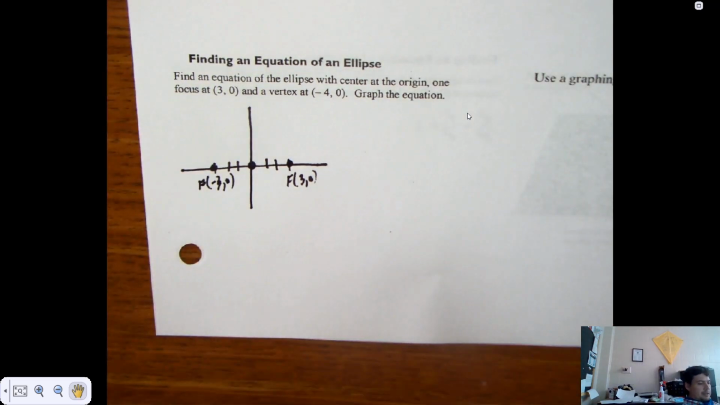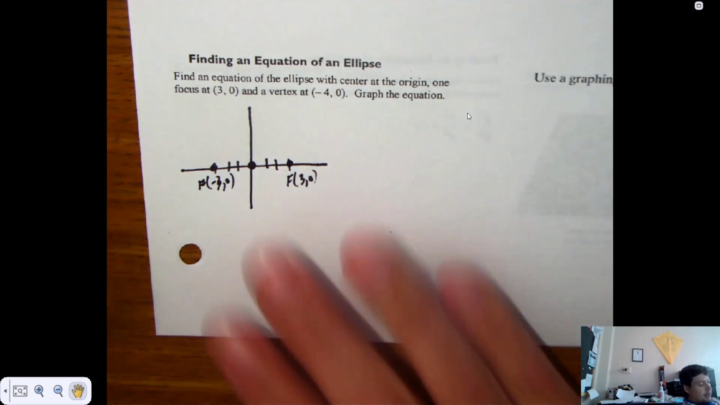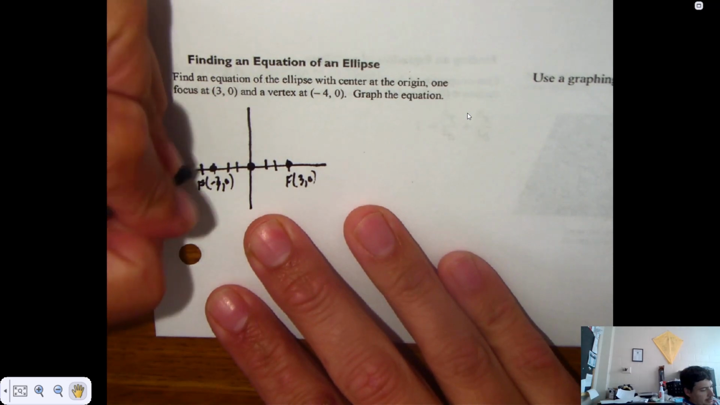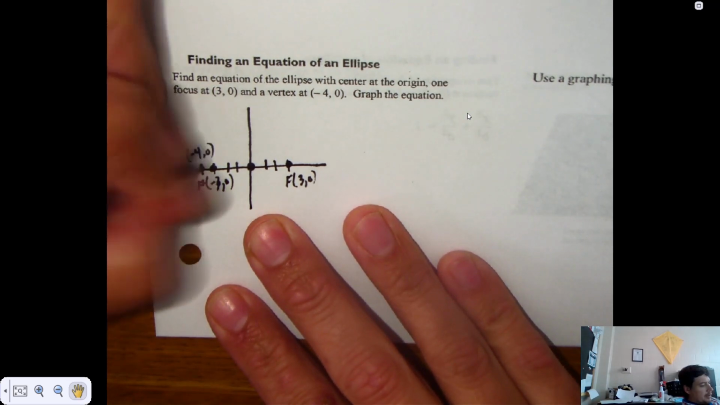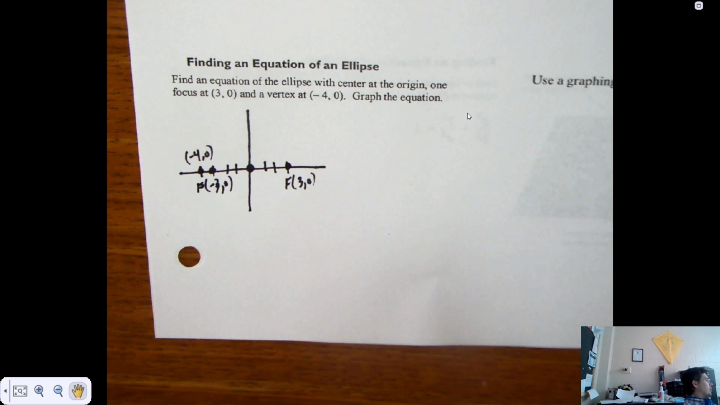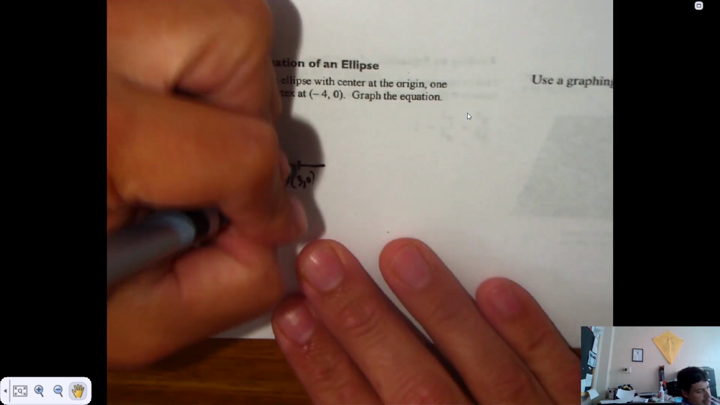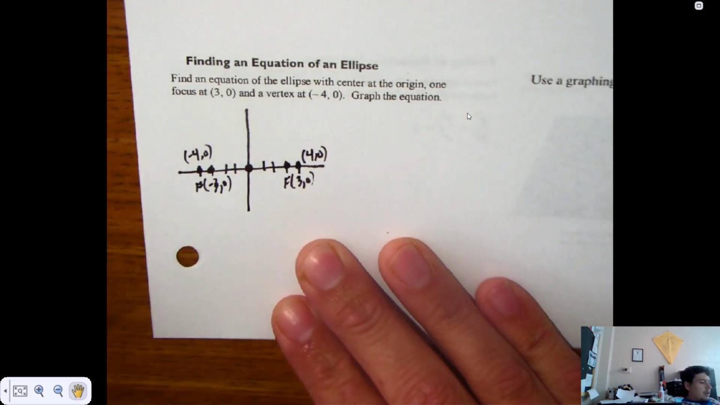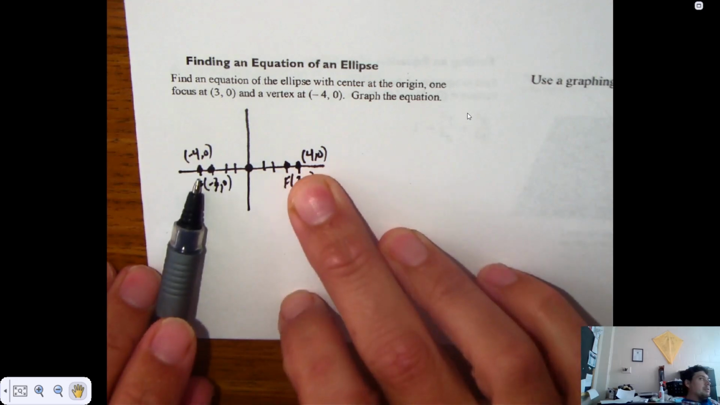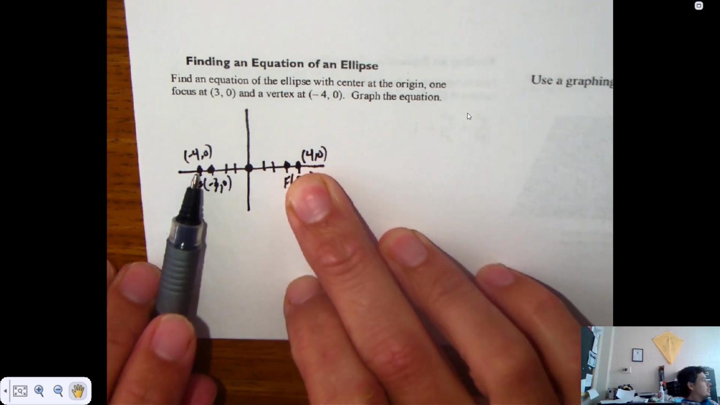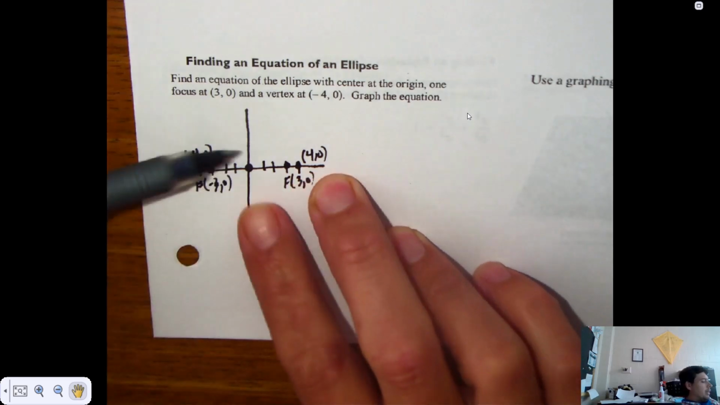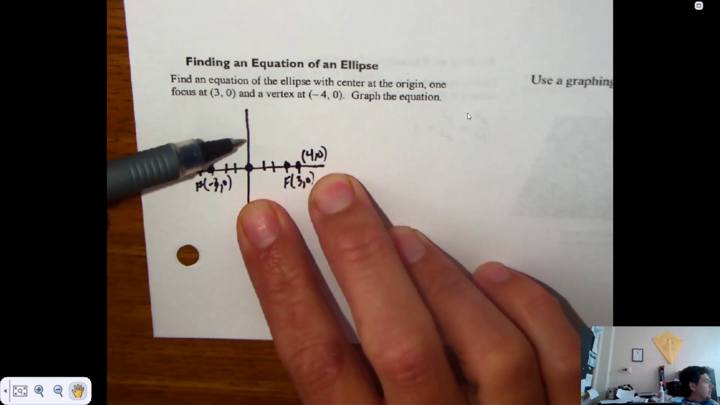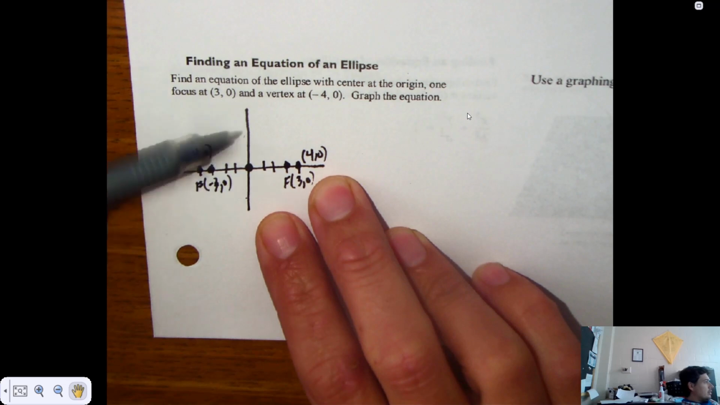And we have vertices at negative 4, 0. And there is a known vertex at negative 4, 0. If there's a known vertex at negative 4, 0, where's the other known vertex? 4, 0. It's just symmetry, kids. That's all it is. Now, we have the major vertices, because major vertices are on the same line as the foci. We don't have what's called the minor vertices, the guys up here on the y-axis.